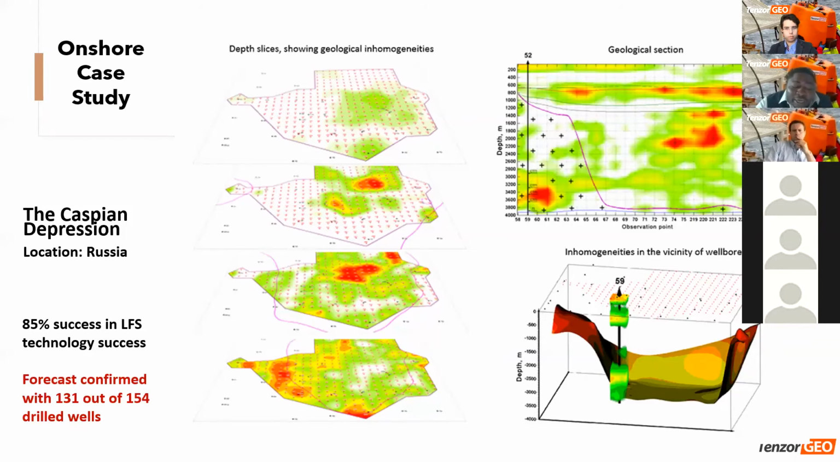The obtained results were analyzed jointly with the clients, involving data on complications in the drilling processes in the wells that were already drilled before the survey. The analysis that we conducted showed good agreement of the heterogeneities identified by the LFS method with the intervals of complications in drilled wells. So in summary, the onshore application of LFS has been successful in the past 14 years with an over 85% success rate, where the LFS forecast was confirmed with 131 wells out of 154 wells that were drilled in total.